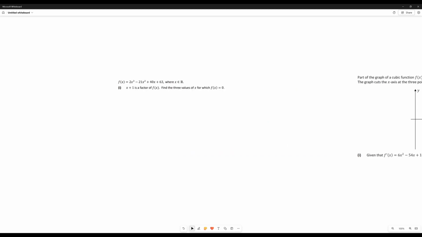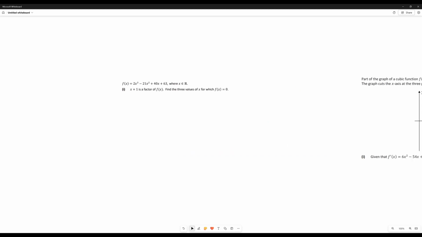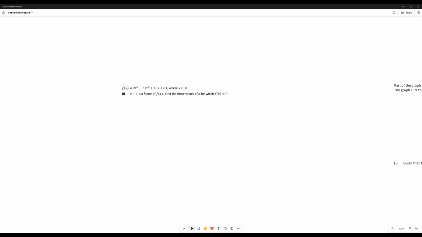I'm going to jump to this one just because it's simpler, I guess. We saved the best for last. So this one is actually a lot easier, because they didn't even give you a number that you had to prove was a root and then change it into a factor. They literally just gave you the factor. Find the 3 values of x for which f(x) is equal to 0.